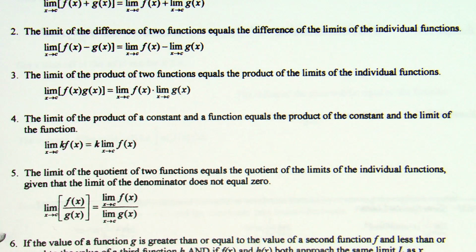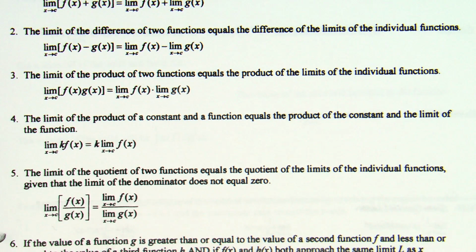So as we look at number 6, if the value of a function g is greater than or equal to the value of a second function f, and less than or equal to the value of a third function h, and if f and h both approach the same limit L as x approaches c, then g also approaches L as x approaches c. Got it? As I said, it's called the sandwich theorem. If the outside 2 equal L, then the middle one has to equal L also.